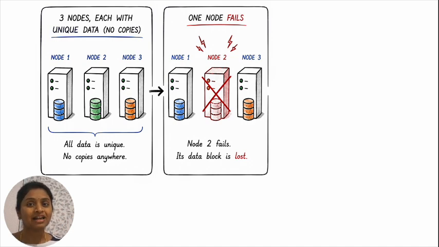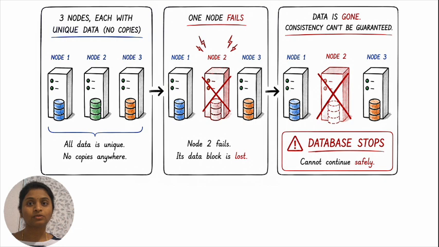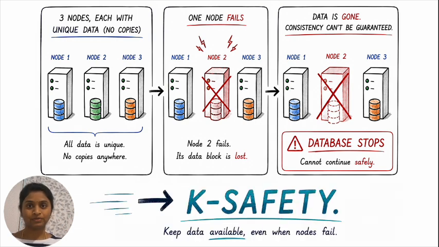So Vertica has to make a decision now. Either hand you incomplete, possibly wrong results, or stop. So it shuts down rather than lie to you. One node down and the whole database goes offline. That's the problem K-safety solves. Keep redundant copies of every data segment on other nodes so that even if you lose a machine or two, the database keeps running. Same data still available when hardware fails.